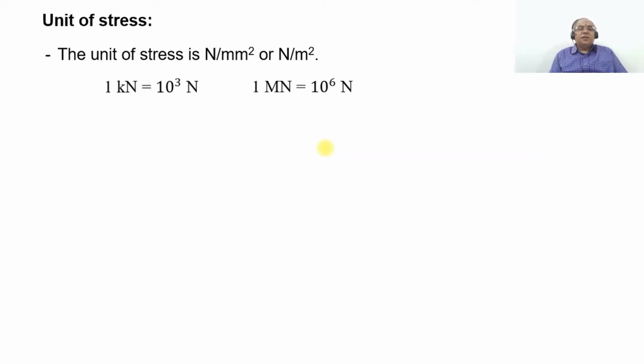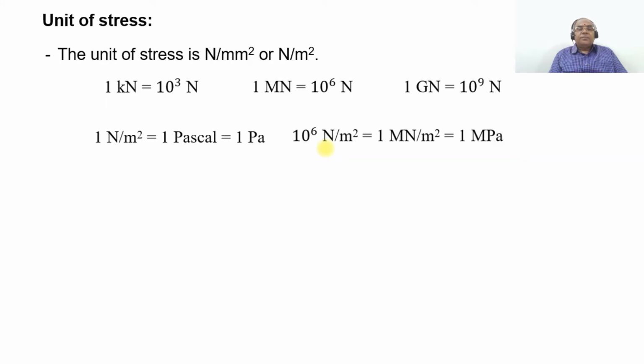1 kilonewton is nothing but 10 to the power of 3 Newton. Similarly, 1 meganewton is nothing but 10 to the power of 6 Newton. 1 mega means 10 to the power of 6. 1 giganewton is nothing but 10 to the power of 9 Newton. Similarly, 1 Newton per meter square is nothing but 1 Pascal, that is 1 Pa.